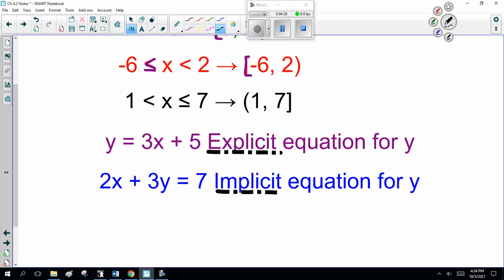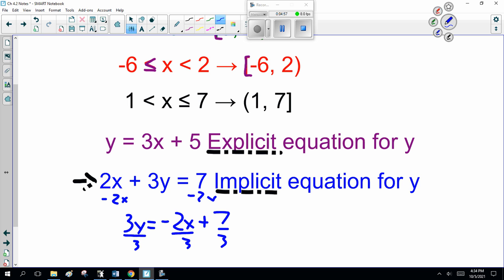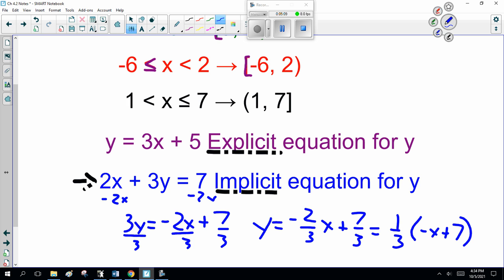So this equation here, 2x plus 3y equals 7, is implicit for y. To write that explicit, we have to isolate y. So minus 2x, so this is 3y equals minus 2x plus 7, divide by 3, divide by 3, divide by 3. So y equals minus 2/3 x plus 7/3. Now this is explicit for y.